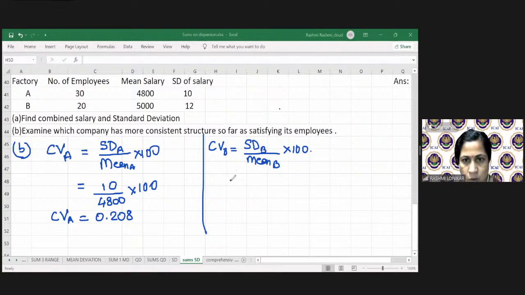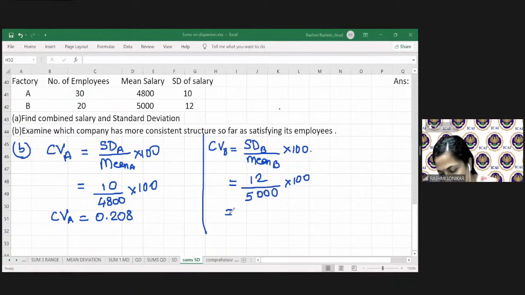Now here what is standard deviation of B? 12. What is the mean of B? Mean salary is 5000 into 100. So this will be how much? 1200 divided by 5000. It is 0.24. Okay. Coefficient of variation of B is 0.24.